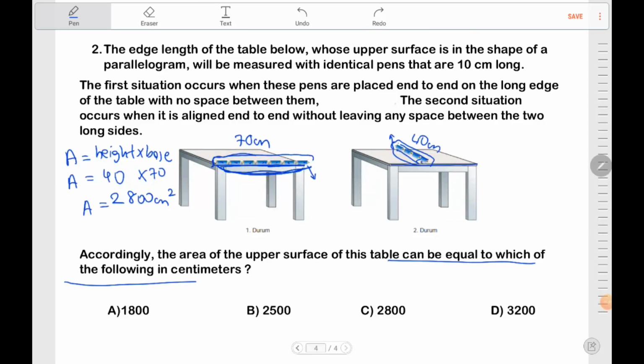However, in the real situation, our height and base are smaller than the measure of the pens. So, our real area should be smaller than 2800. So, A and B are smaller than 2800. But 1800 is very small. So the answer is B.